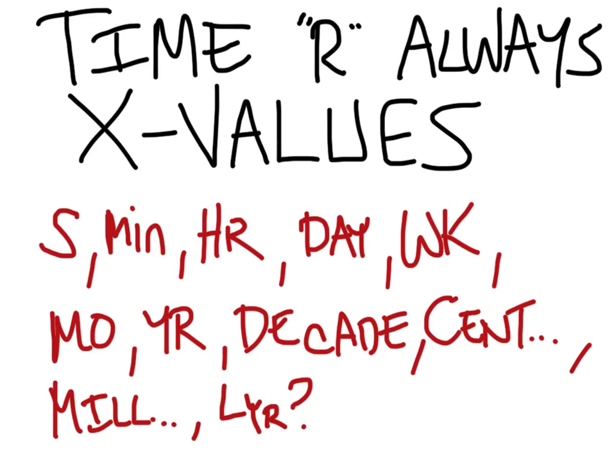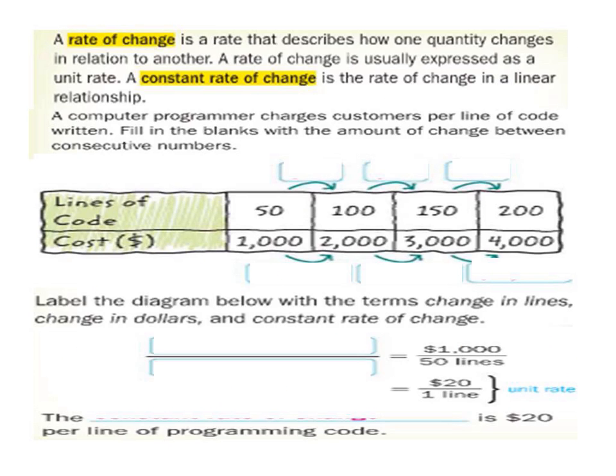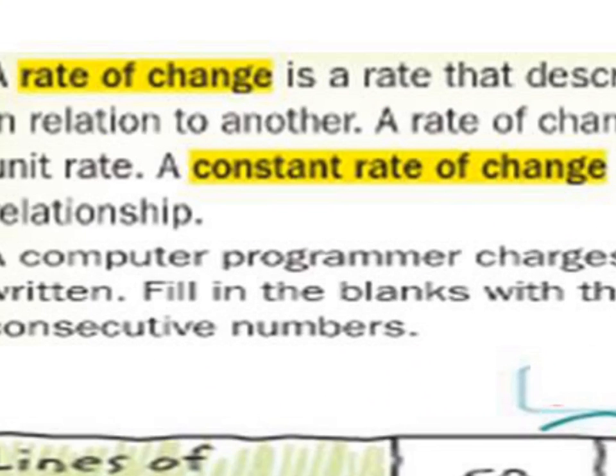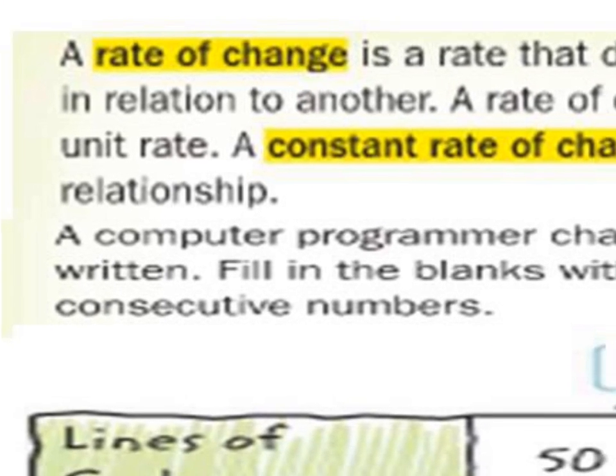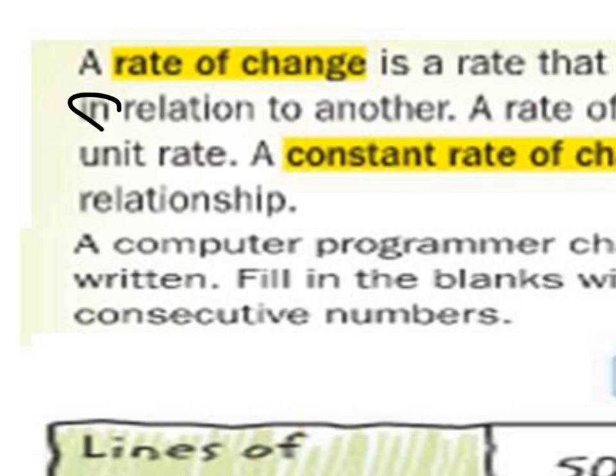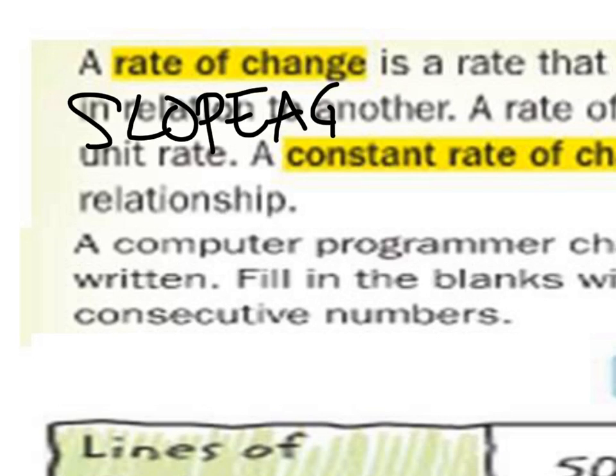All of these are forms of time, and they are the x values. Let's consider. All right. What's another name for rate of change? Constant rate of change. Yeah, slope. Some people thought this was inappropriate, so they called it slope.